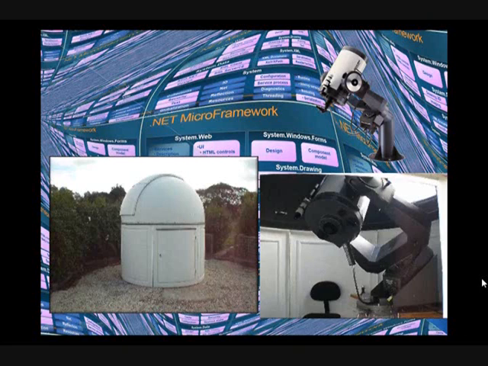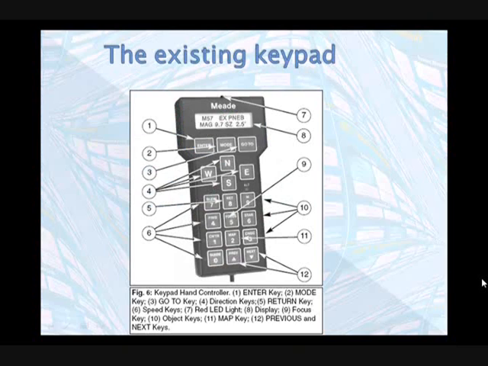Meade Corporation, a company out of California, has been making a range of telescopes for a number of years. I'm fortunate to have one of their 16-inch models mounted in a dome at my house. My current telescope was made in about 1998 and includes the standard Meade keypad that is designed for all of the LX200 telescope range at the time. Here is a picture of the keypad.